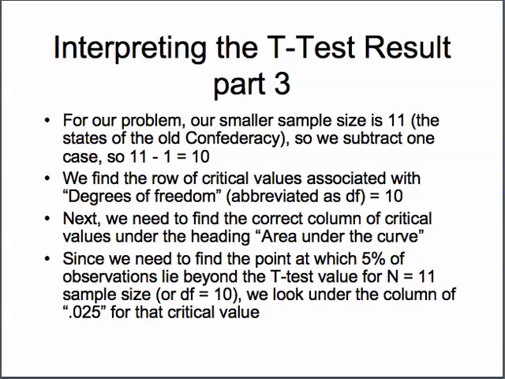Next, we find the row of critical values associated with degrees of freedom, abbreviated as DF in the literature, equals 10. Then, we need to find the correct column of critical values under the heading area under the normal curve. Since we need to find the point at which 5% of observations lie beyond the t-test value for n equals 11 sample size, or DF equals 10, we look under the column of 0.025 for that critical value. We find that the critical value for DF equals 10, 0.025 area under the normal curve, is 2.228.